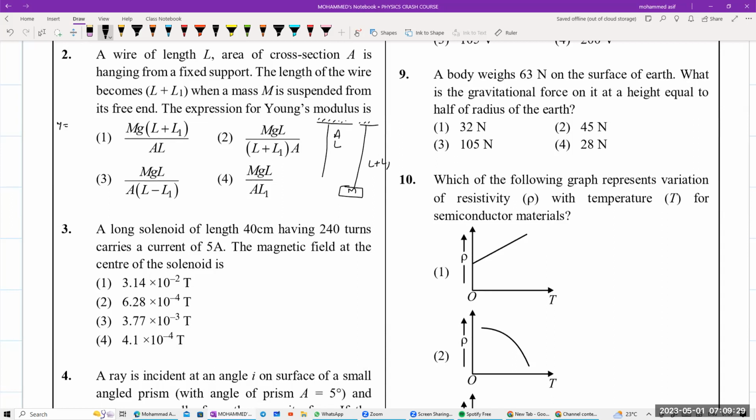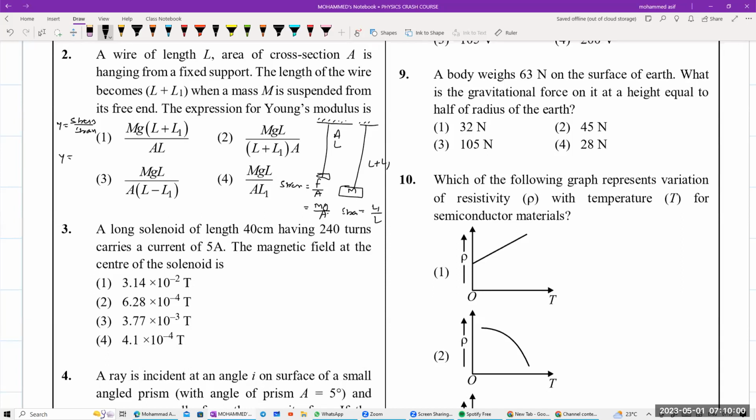Y is equals to stress divided by strain. ठीक है? स्ट्रेस क्या होता है बेटा इसमें बताइए? Stress is equals to force by area. So it is equals to mg divided by A. Strain will be equal to how much for me? Strain is equals to change in length divided by original length.